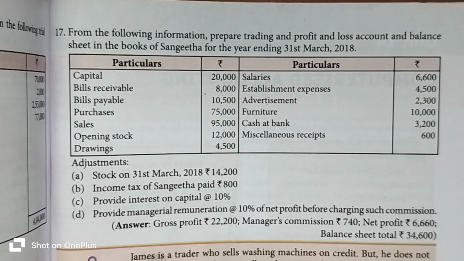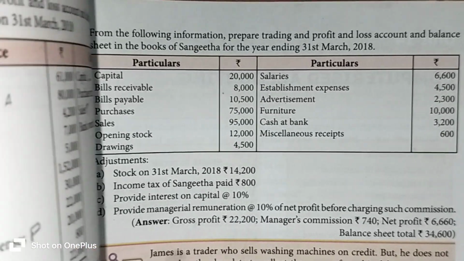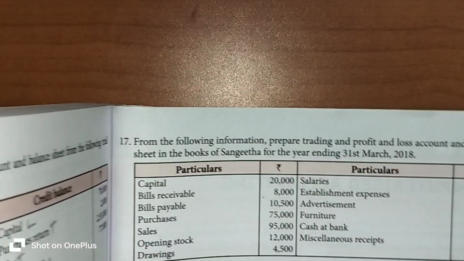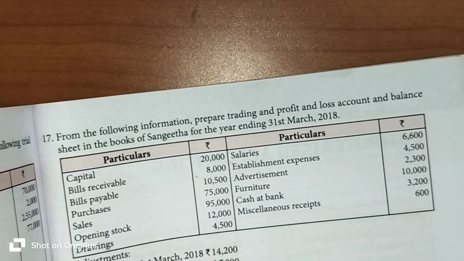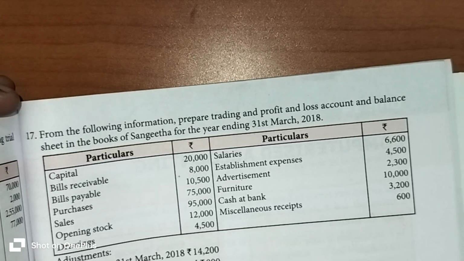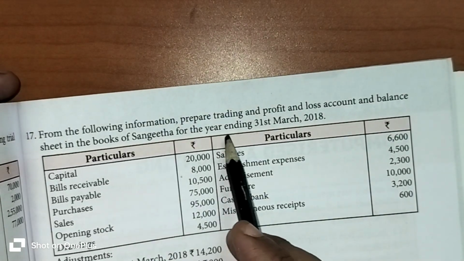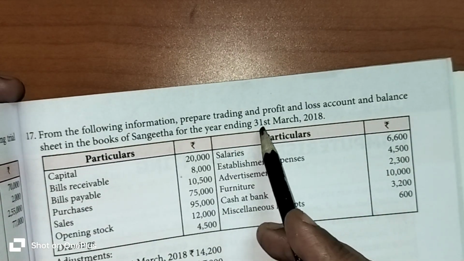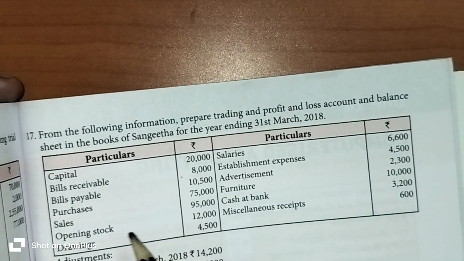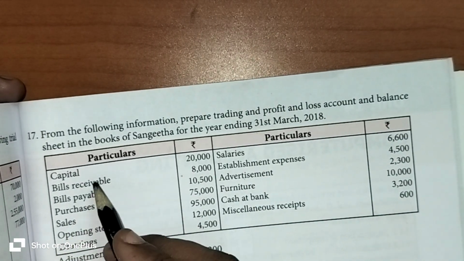Hi viewers, 11th standard accountancy, chapter 13, exercise sum number 17. From the following information, prepare trading and profit and loss account and balance sheet in the books of Sangeeta for the year ending 31st March 2018. First, we have to identify the given information.